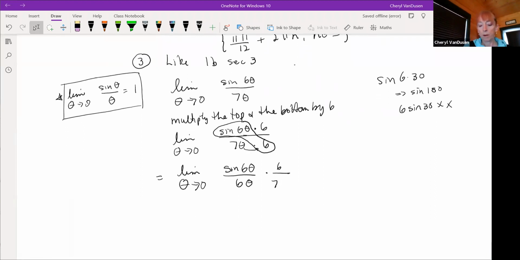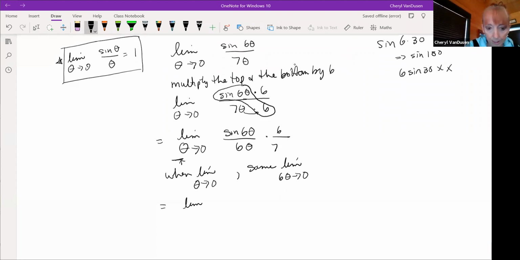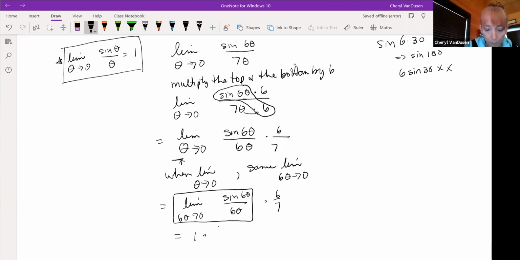Now, the one thing you might be looking at and saying, this does not match up with the 6 theta. However, think about it. When theta is going to 0, it's the same value as 6 theta going to 0, because 6 times 0 is 0. So then we can rewrite this as the limit as 6 theta goes to 0 of sine of 6 theta over 6 theta multiplied by 6/7. Then we can apply the limit. This entire limit then becomes 1 multiplied by 6/7.